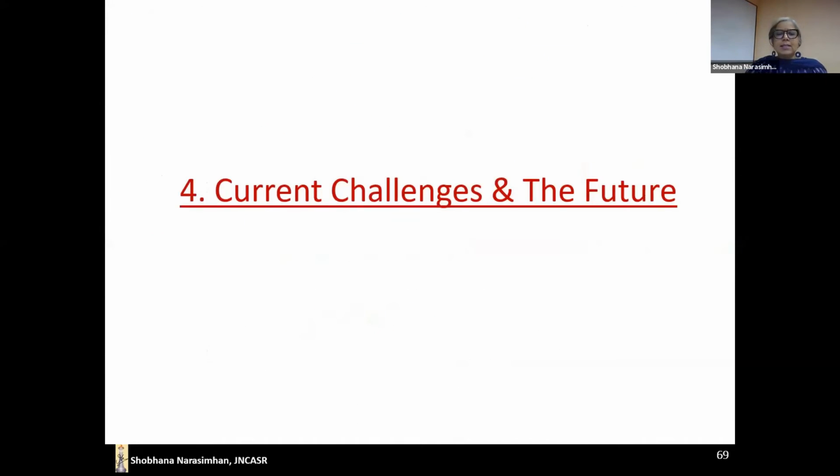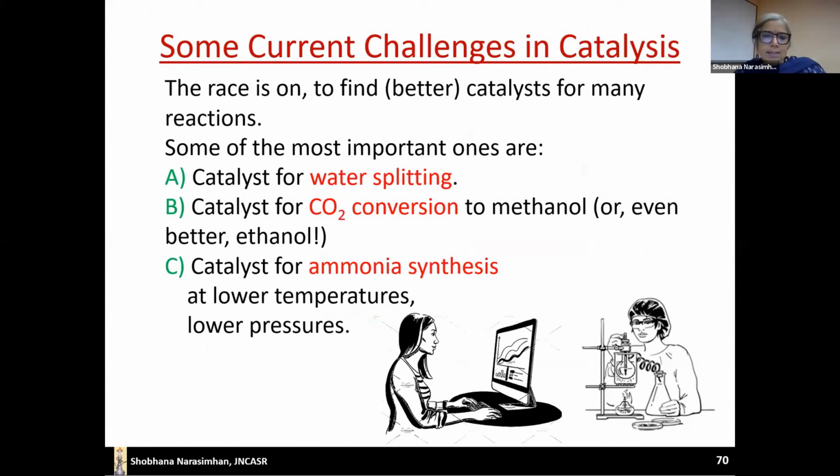So for the last minute, I'll just tell you some current challenges in catalysis. The race is on to find better catalysts for many reactions, and some of the most important ones are catalysts for water splitting, that is, to split water to generate hydrogen. Catalysts for carbon dioxide conversion: carbon dioxide is a greenhouse gas, so you want to remove it from the atmosphere and convert it to more useful products, for example, methanol, which you can use as a fuel.